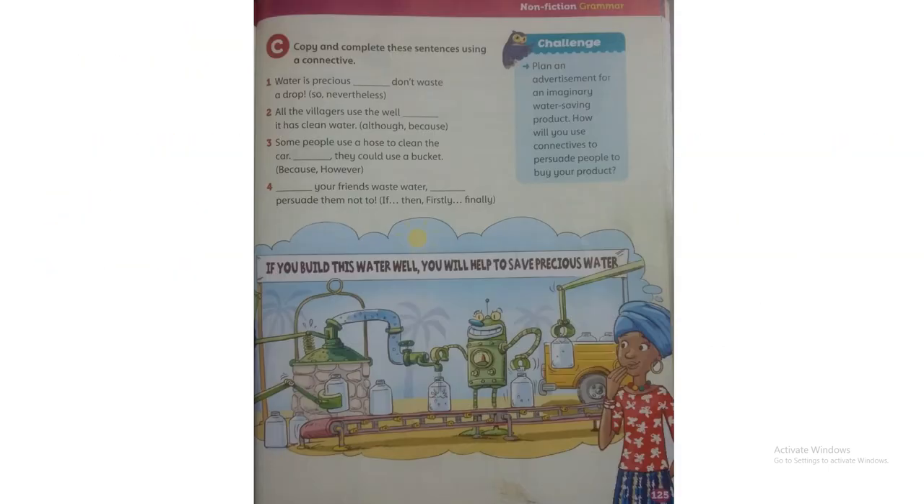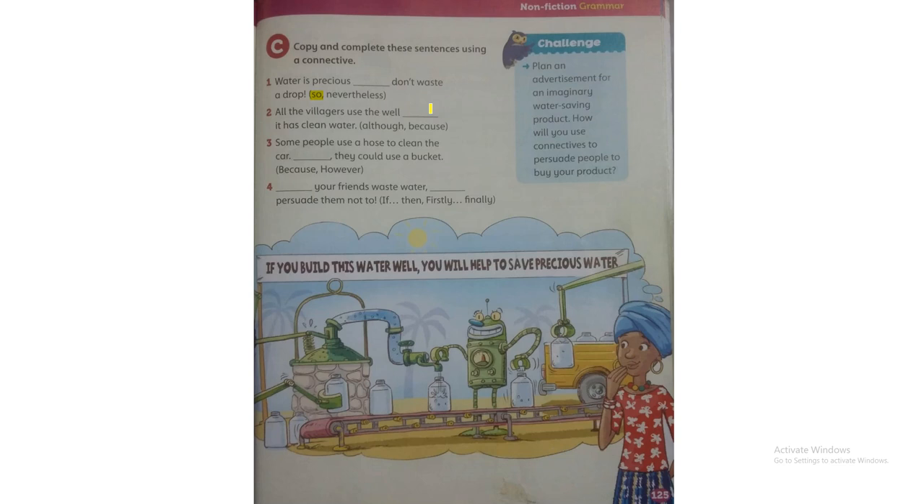Let's move to page 125. We have there exercise C. Copy and complete these sentences using a connective. We have here between the brackets two connectives. We have to choose the correct one between them. Number one, water is precious. Don't waste a drop. What will I use here? I will use "so", because I have cause and effect.